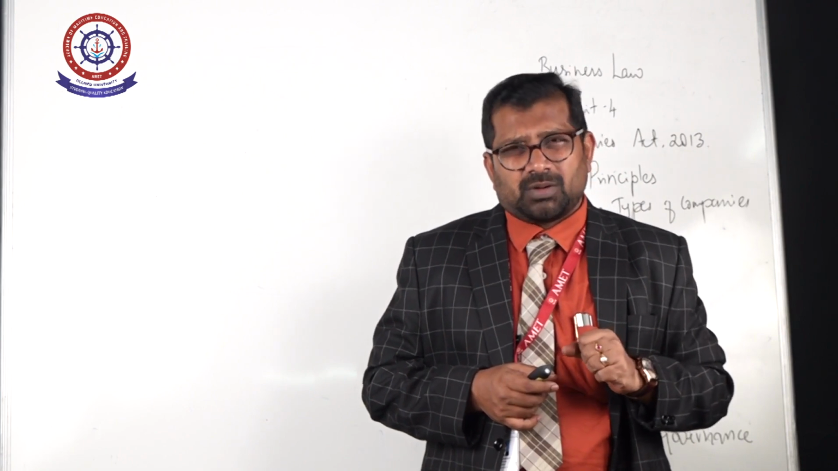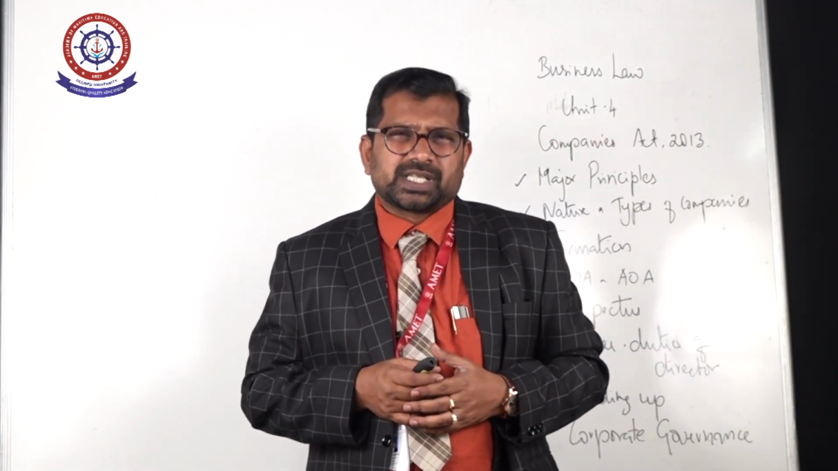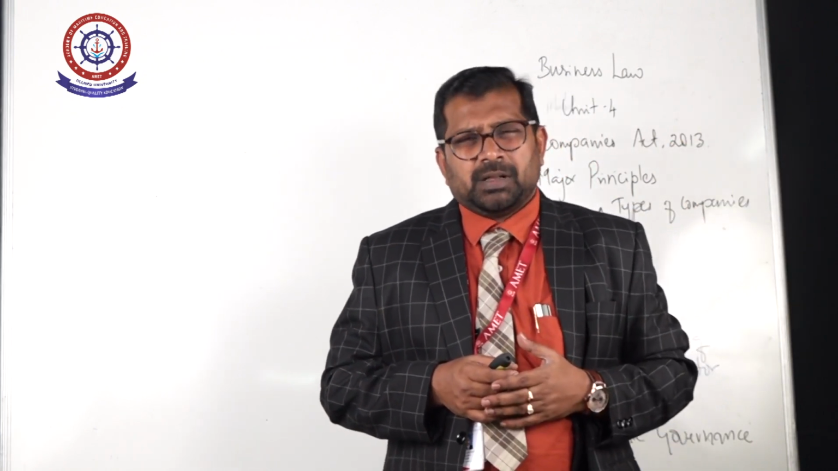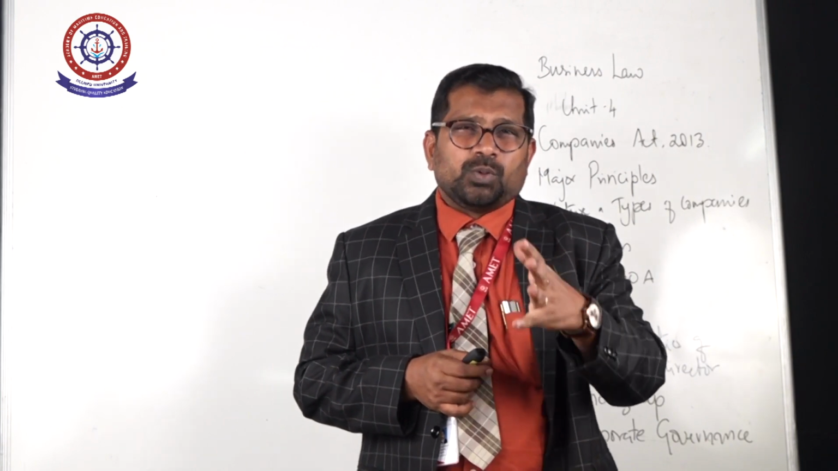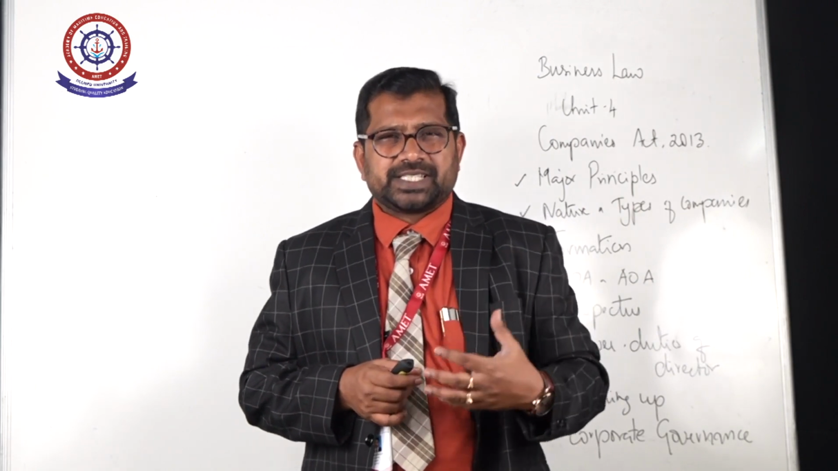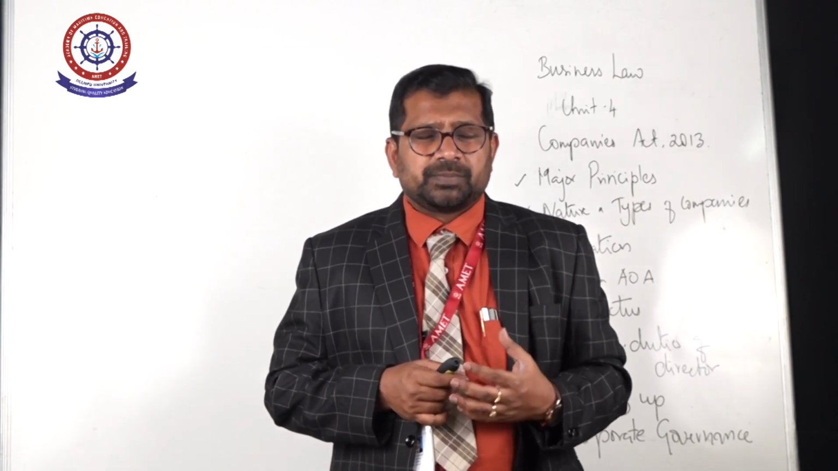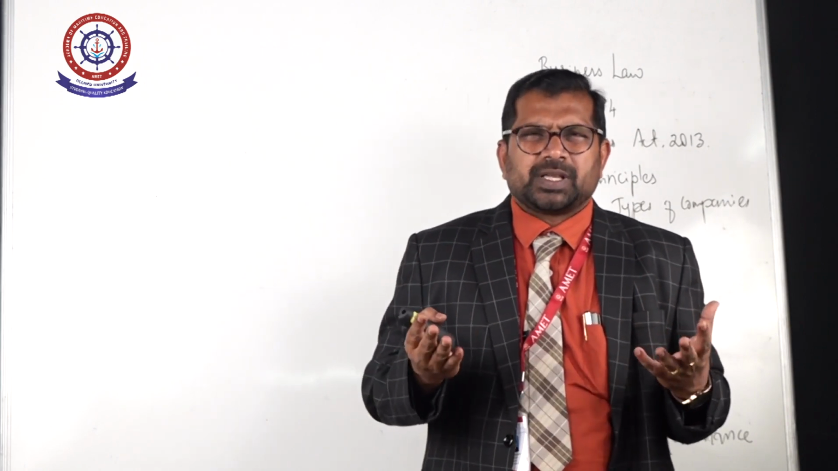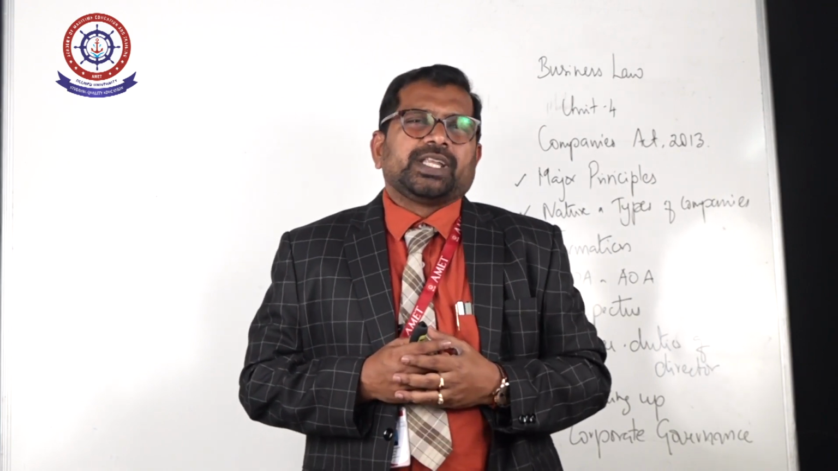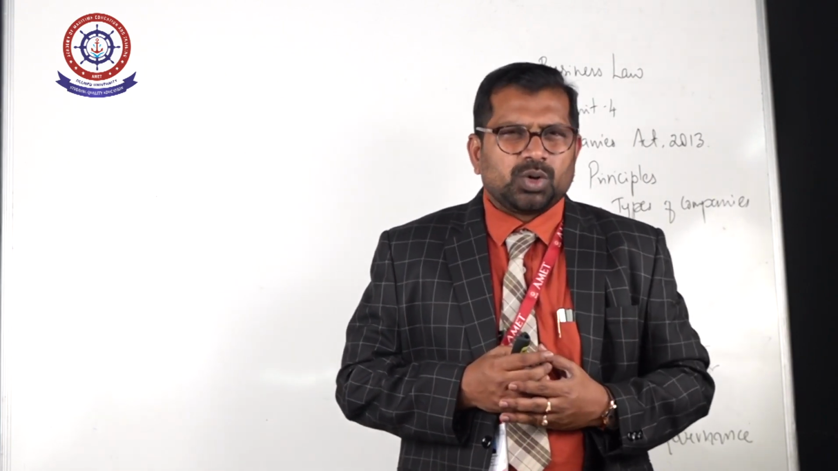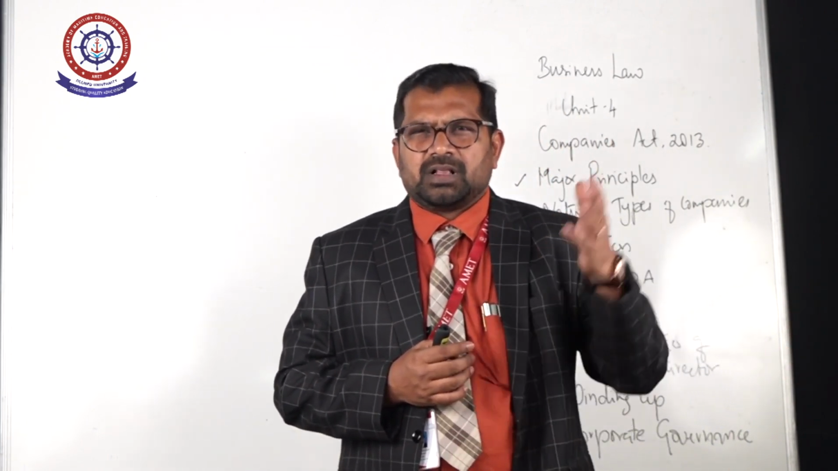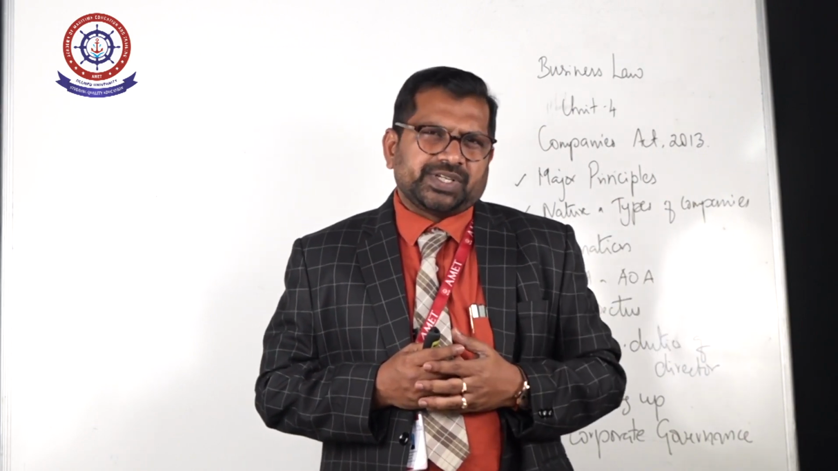Another classification is the associate company. Previously 20% of paid up capital was given, but now it is 20% of voting rights. One company having significant influence in another company is an associate company. Mostly these associate companies may be joint ventures, and the percentage of voting rights required is 20% or more. Other classifications of companies are producer companies and nidhi companies. All these come under the various classifications of companies.